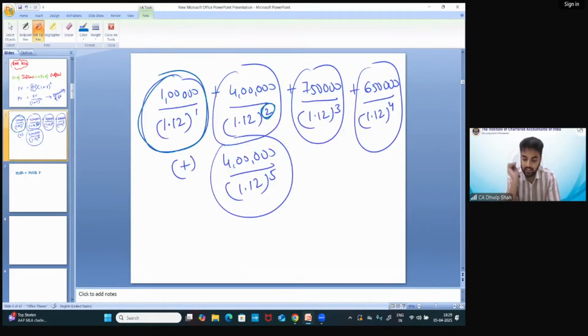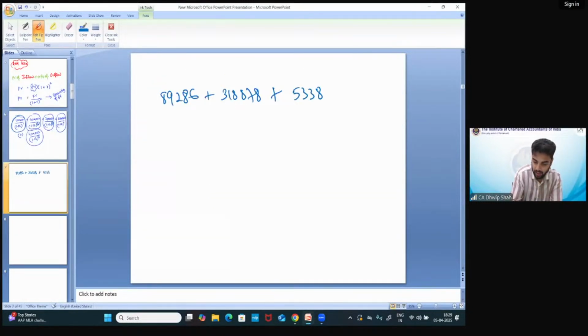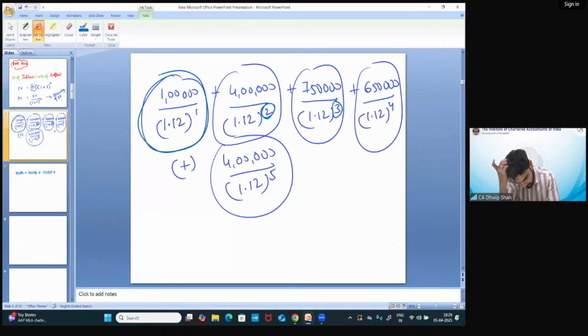For year 3, 7,50,000 divided by 1.12, press equal to 3 times because it is raised to 3. So 750 divided by 1.12 equal to 533,835. Likewise for year 4 and for year 5. So for year 4, you will be pressing equal to 4 times. And for year 5, you will be pressing equal to 5 times.